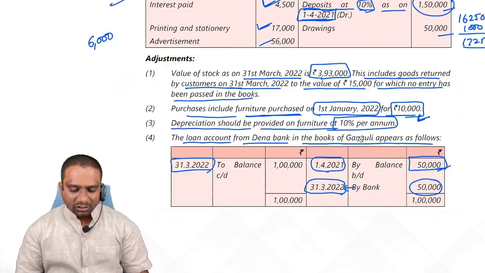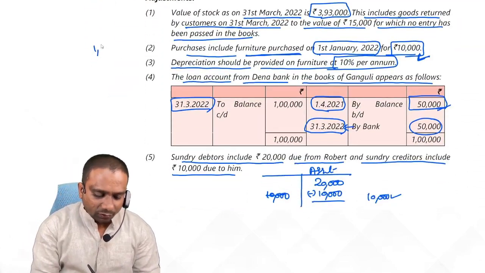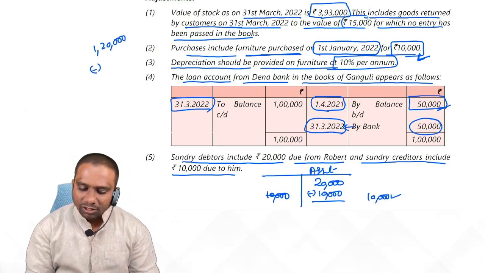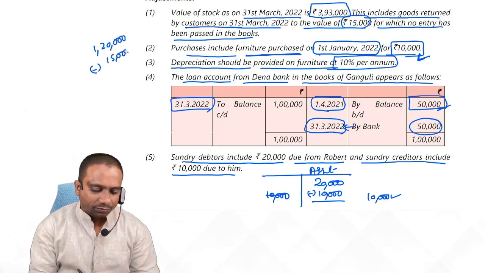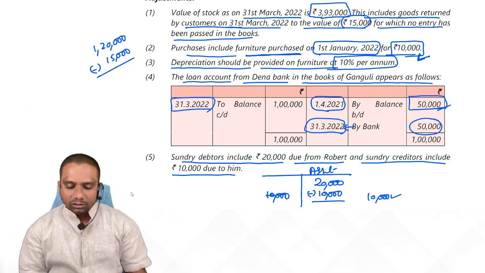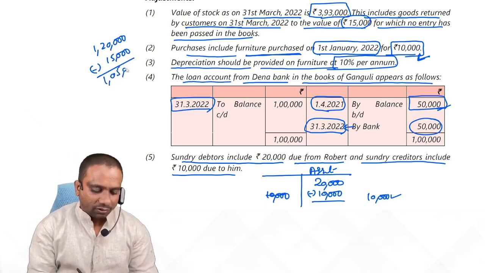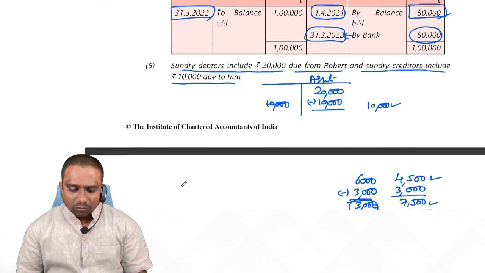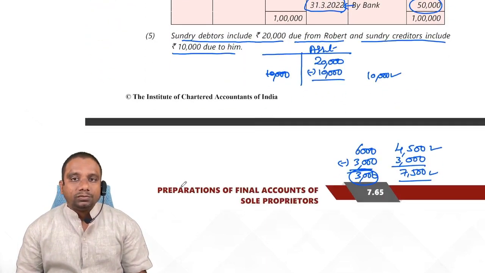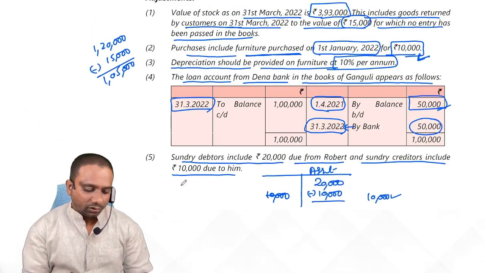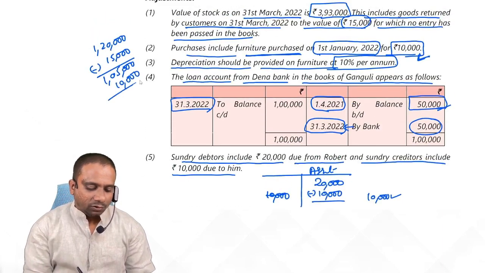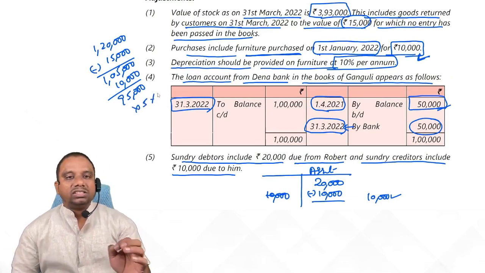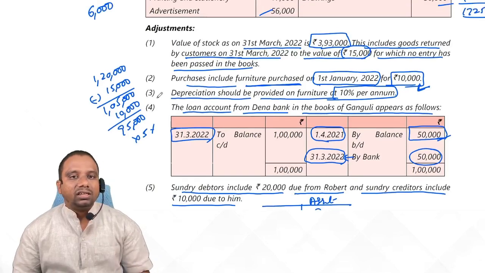Debtors are 1,20,000. From this, 15,000 is sundry sales returns, so 1,05,000 remains. Out of them, the debtors include a creditor also, so deduct 10,000. What is the remaining amount, students? 95,000. On that, calculate the 5% provision. This is regarding the debtors adjustment.